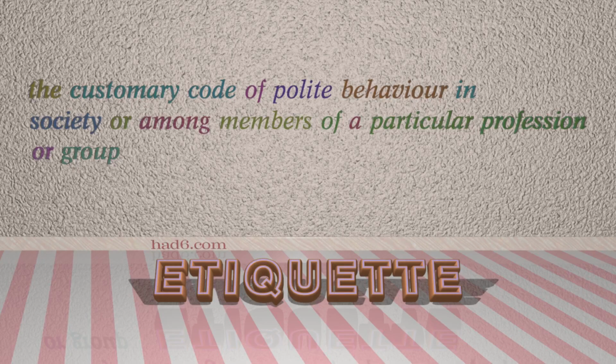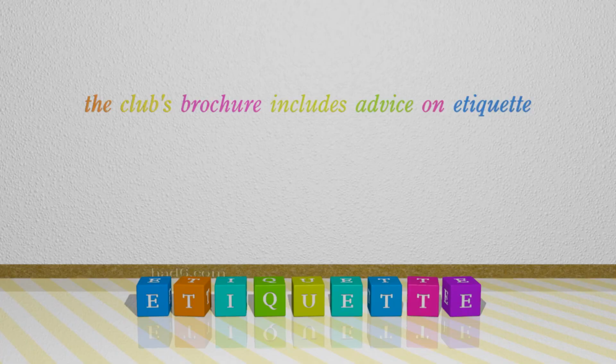Number 13. Etiquette. Which means the customary code of polite behavior in society or among members of a particular profession or group. Etiquette. For example, the club's brochure includes advice on etiquette.